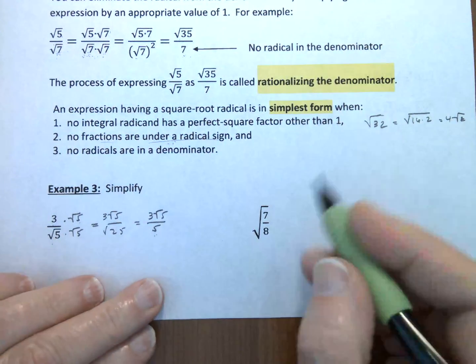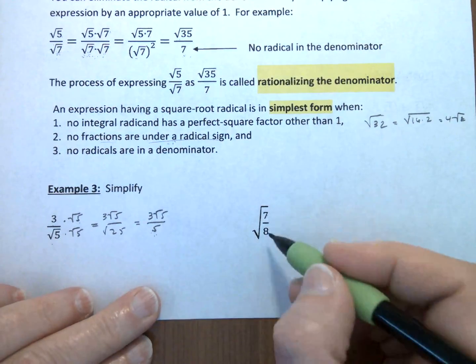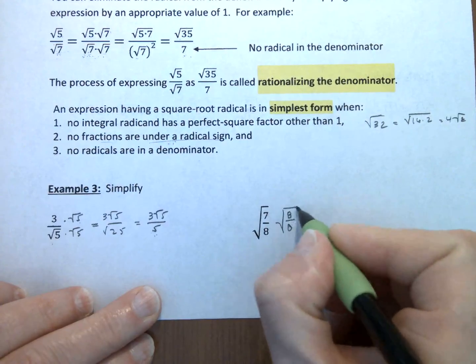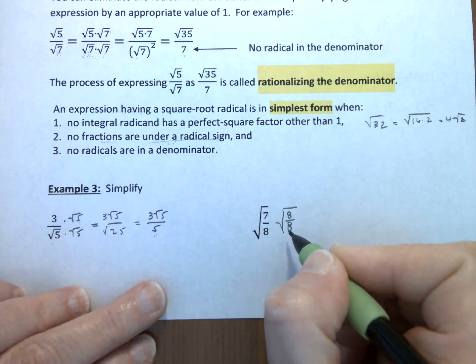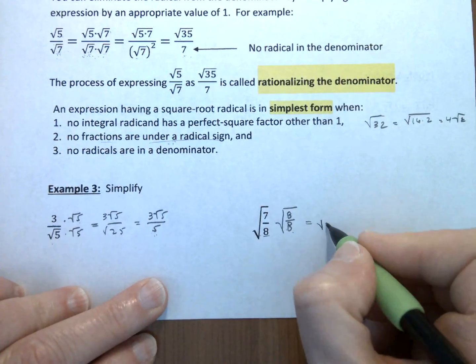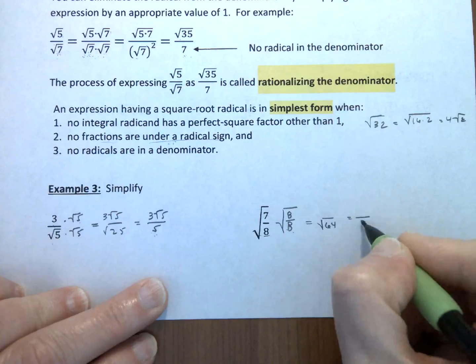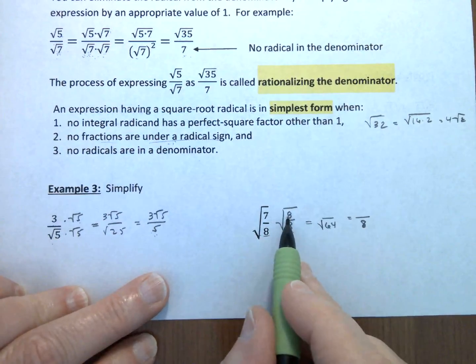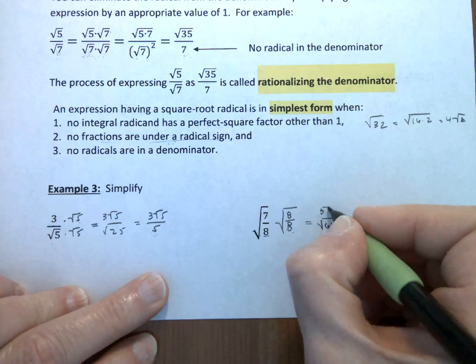If I look at this one, 7 over the square root of 8, I'm going to multiply this times 8 over 8. Okay, 8 over 8 is just another way of writing 1. But when I multiply this, my denominator is going to become square root of 64, which is equal to 8. Okay, so I've rationalized the denominator. 7 times 8 is 56.